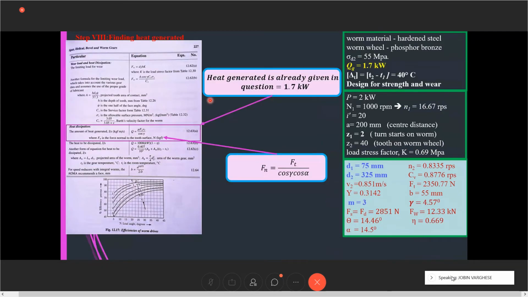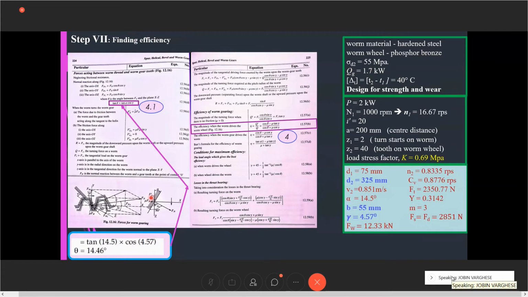Next part is finding the heat generated. Usually we find the equation on page number 227. However, the heat generated is already given in our parameters, so we don't have to calculate it. Here there is Fn, the normal force to the tooth surface. Fn is equal to Ft by cos gamma cos alpha. This is calculated from the derivation, and I haven't seen it anywhere in the data book. Obviously, we have to just know this, or derive it from the diagrammatical equation.